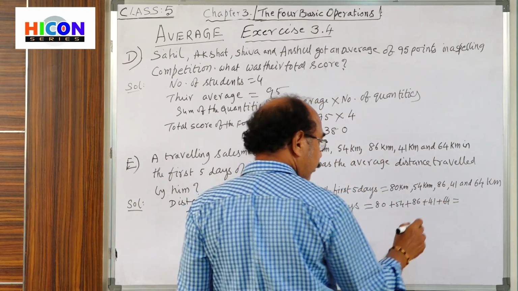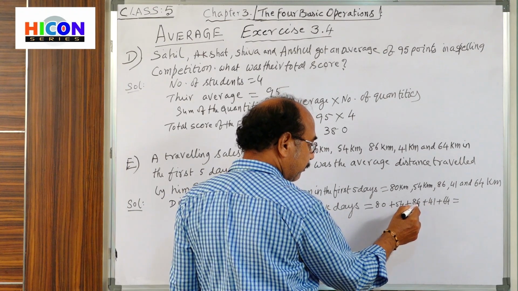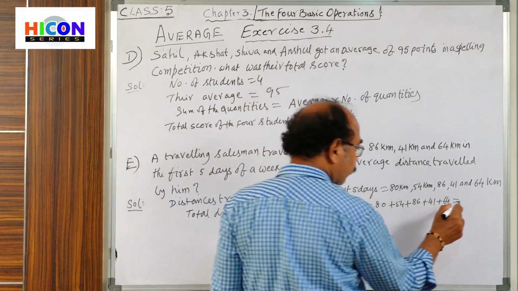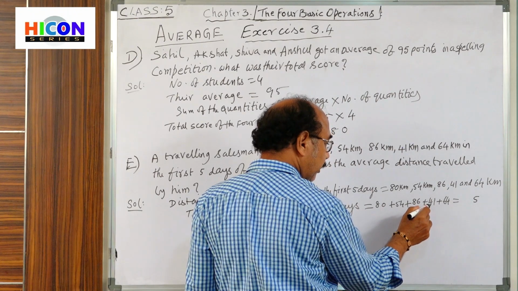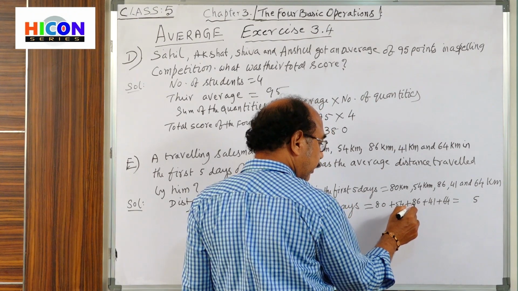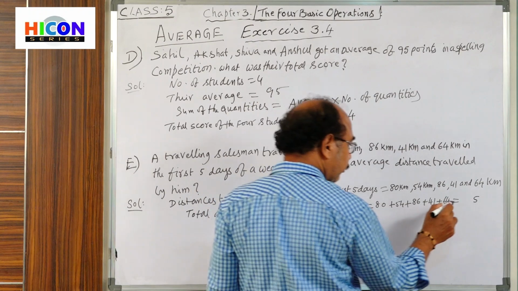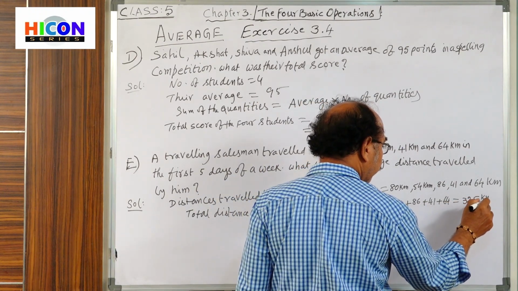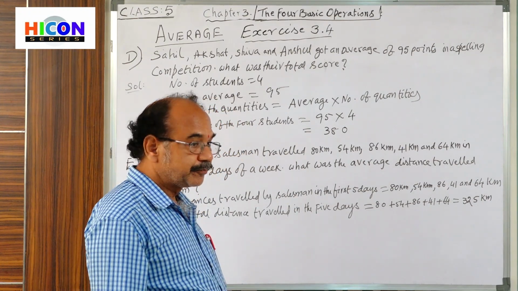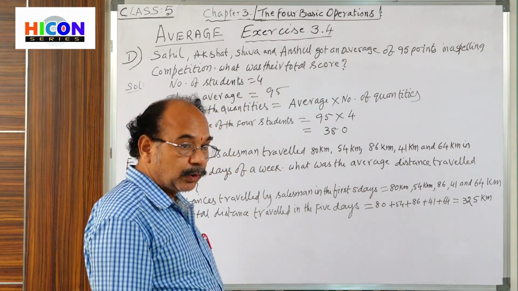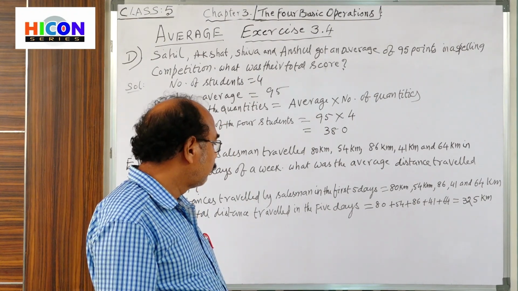Add. Now add the units digits. 4 plus 1 here 5. 5 plus 6 11. 11 plus 4 15. 5. 1 is there, no? 1 plus 6 7. 7 plus 4 11. 11 plus 8 19. 19 plus 5 24. 24 plus 8 30. 325 kilometers. 325 kilometers distance. First 5 days total distance. This is the total distance traveled by that salesman in the 5 days.